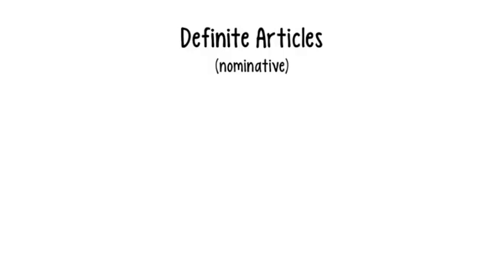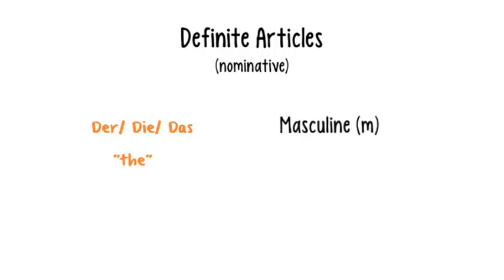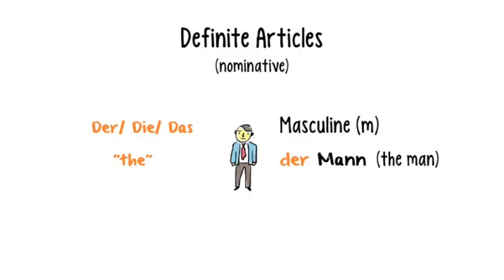As I already mentioned, in German we have 3 different genders, der, die, and das, which is equivalent to the English the. I want to start with the first gender, which is the masculine form, der. Here we have the example of the noun Mann, der Mann, which is equivalent to the man. We just learned about the personal pronouns. The personal pronoun of der Mann is er, which can be translated as he.